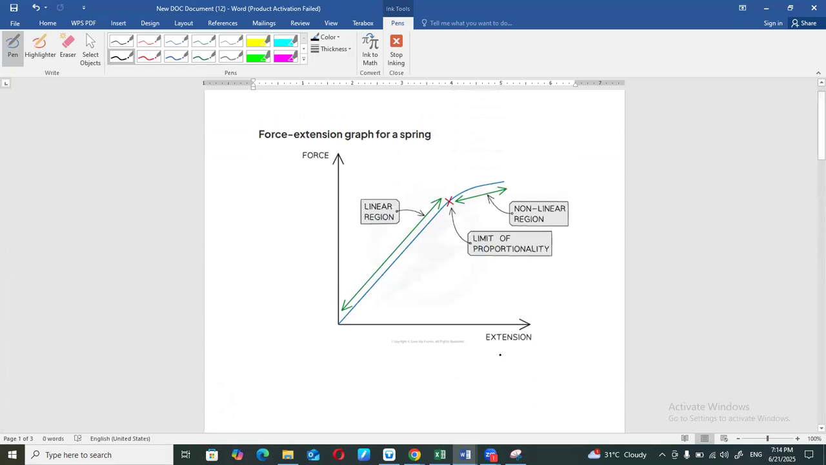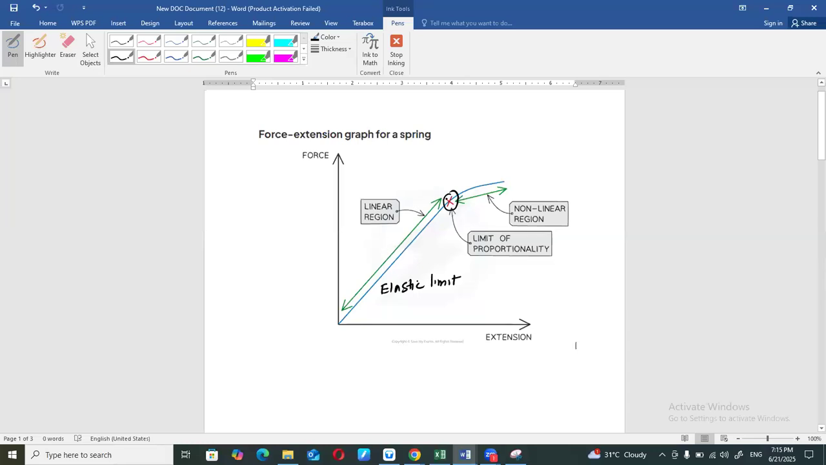We can draw a graph between the extension and the force, right? If you see the graph, you can see that initially, if the extension rises, the force rises directly, right? That straight line shows that force and extension are directly proportional. This is called the linear region, or we can also call it the elastic limit region, or we can call this point the limit of proportionality point, this one.